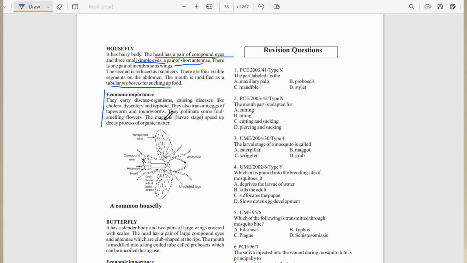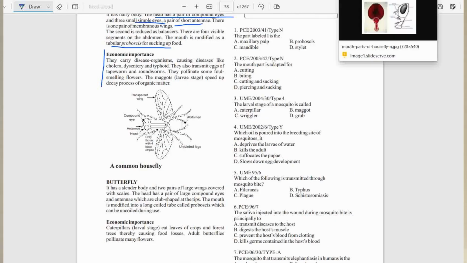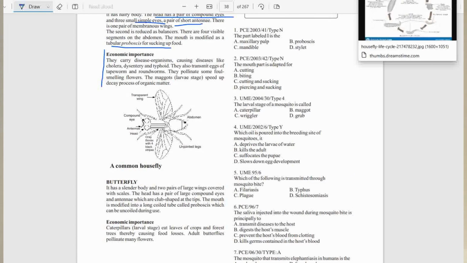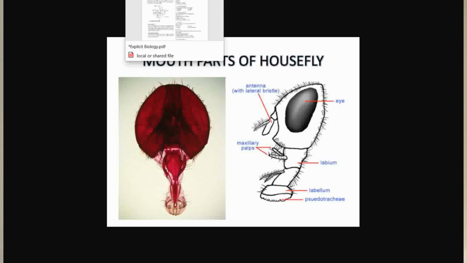The economic importance as well is that they carry organisms that could cause disease like cholera, dysentery, and typhoid. Now, let me show you a clearer image of the housefly, maybe beginning with the mouth part. So this is what the mouth part of the housefly looks like. You have the labium, you have the maxillary palp, the labellum, and then you have the pseudotracheae. So this is the eye, and you have the antenna here, quite reduced compared to what you have in cockroach.